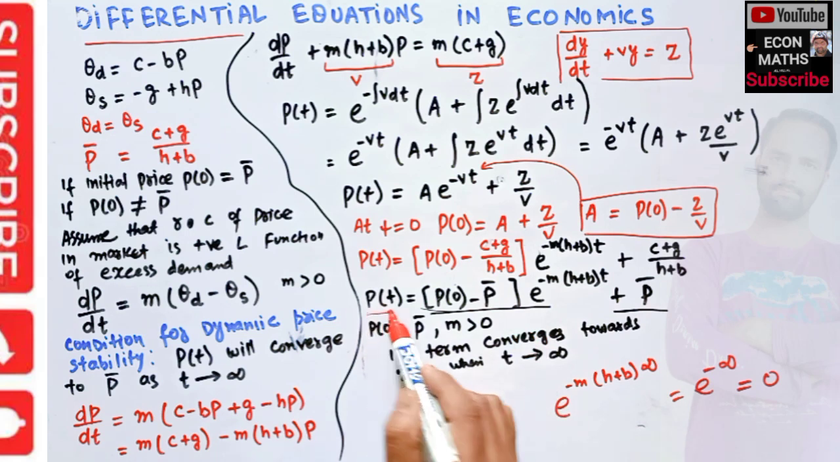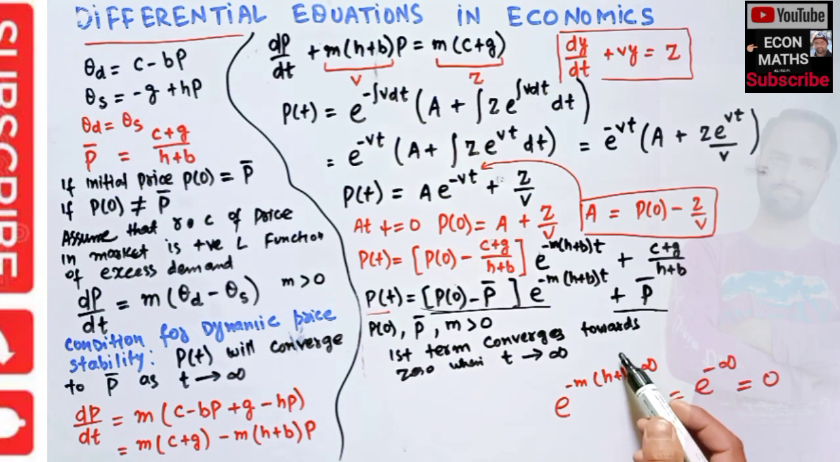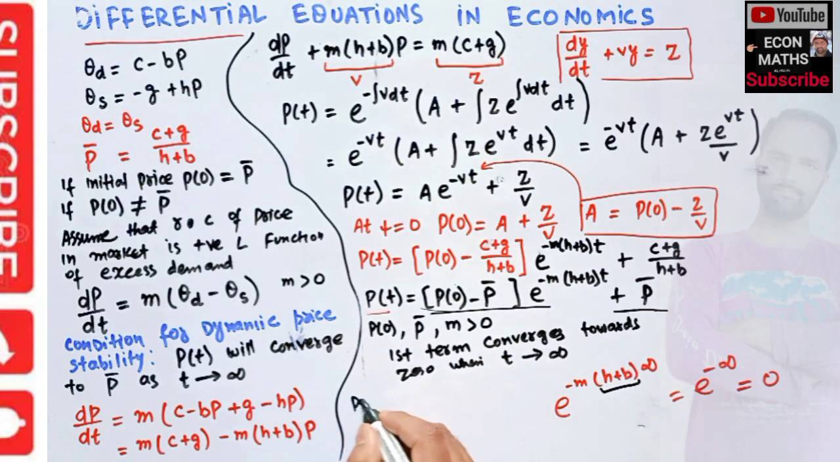That means our PT will converge to this equilibrium price. But the condition there, the restriction on the parameters here, you can see this is only possible when this thing will converge to 0 when this h plus b is greater than 0. If this is not greater than 0, so let me write it here. It is possible only when this h plus b is greater than 0, which implies when h is greater than minus b.